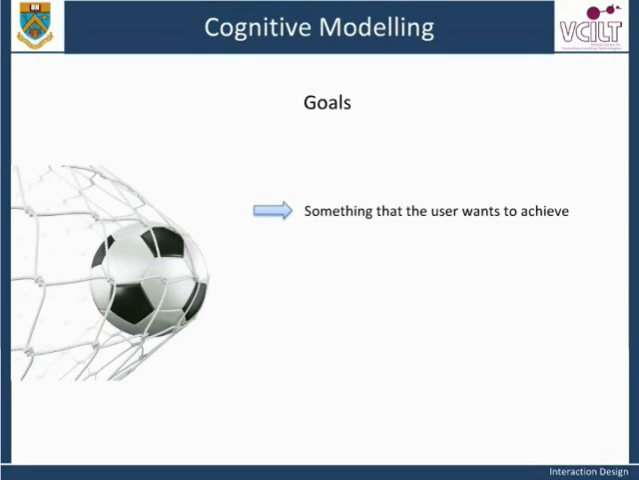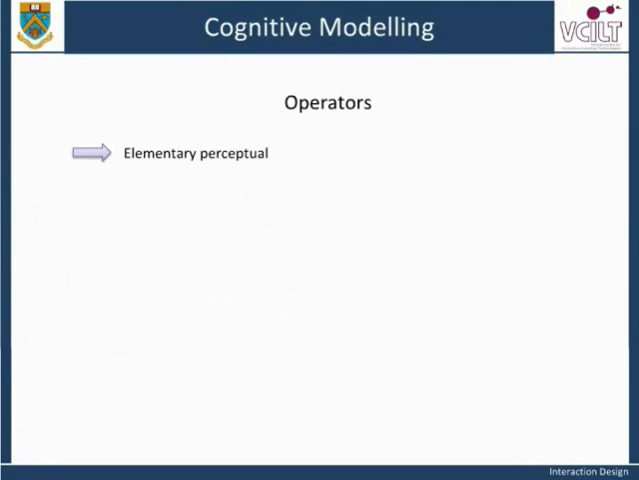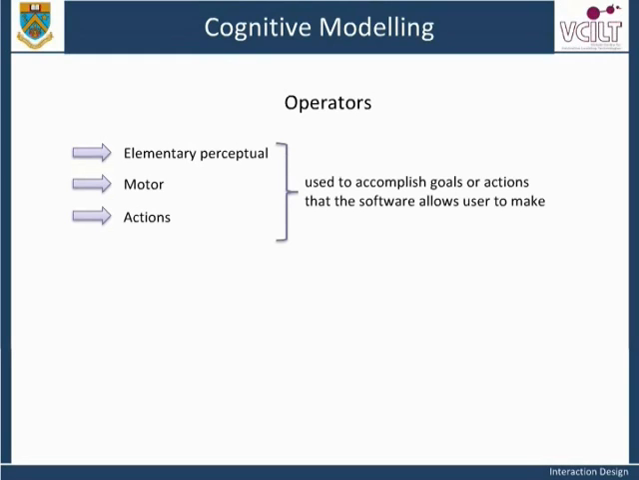For example, go to airport, delete a file, or create a directory. They have a hierarchical structure, that is, they are composed of many sub-goals which need to be achieved to meet the larger goal. These are similar to the goals identified in task analyses. Operators are elementary, cannot be decomposed into smaller operations, perceptual, motor, or cognitive actions used to accomplish goals, or actions that the software allows the user to make.